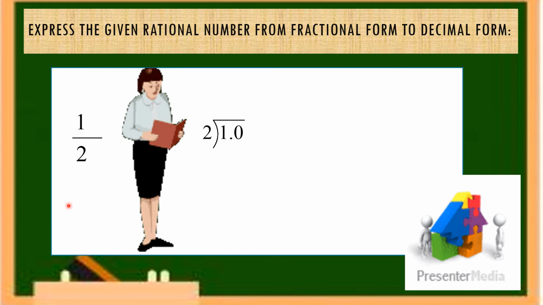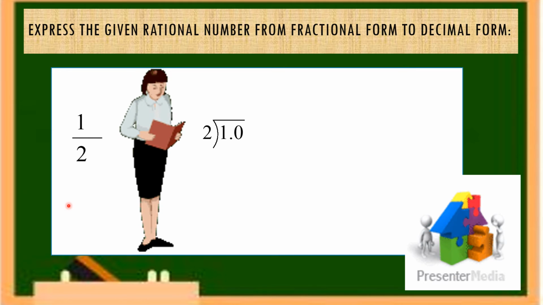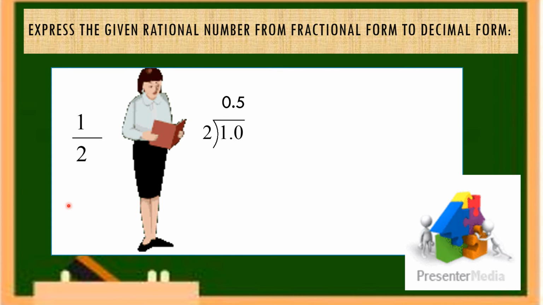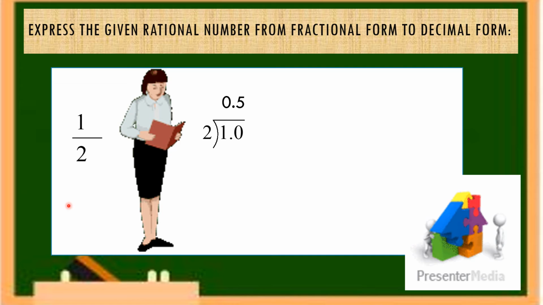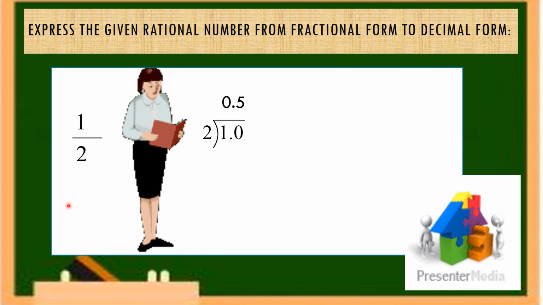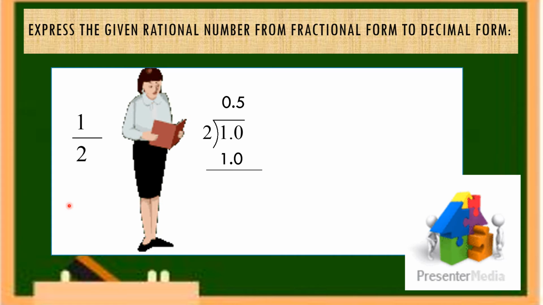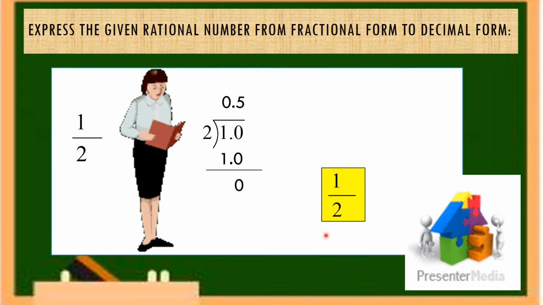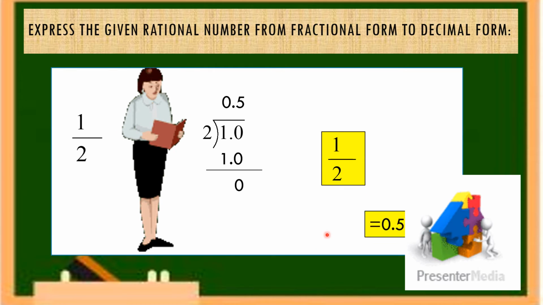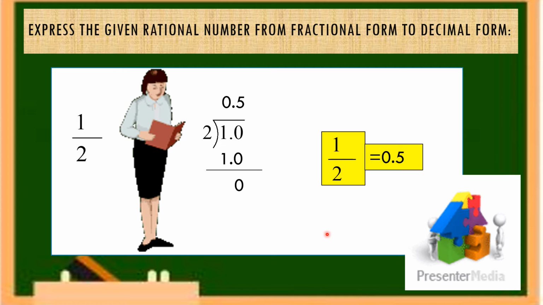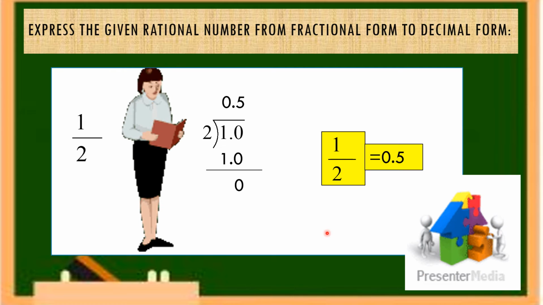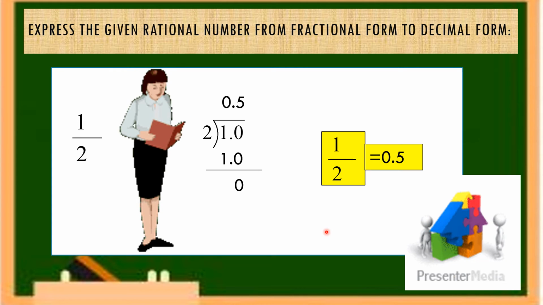So we have 10 divided by 2. What is 10 divided by 2? Actually, that is 0 and 5/10. So 5 times 2 is 10. Then 10 minus 10 is 0. So we have the value of 1/2. So what is 1/2? 1/2 is equivalent to 0 and 5/10.